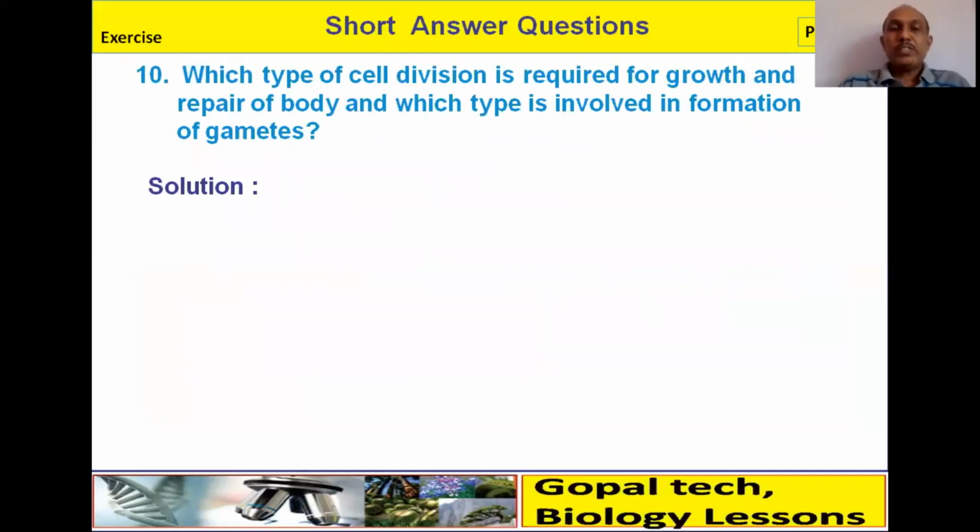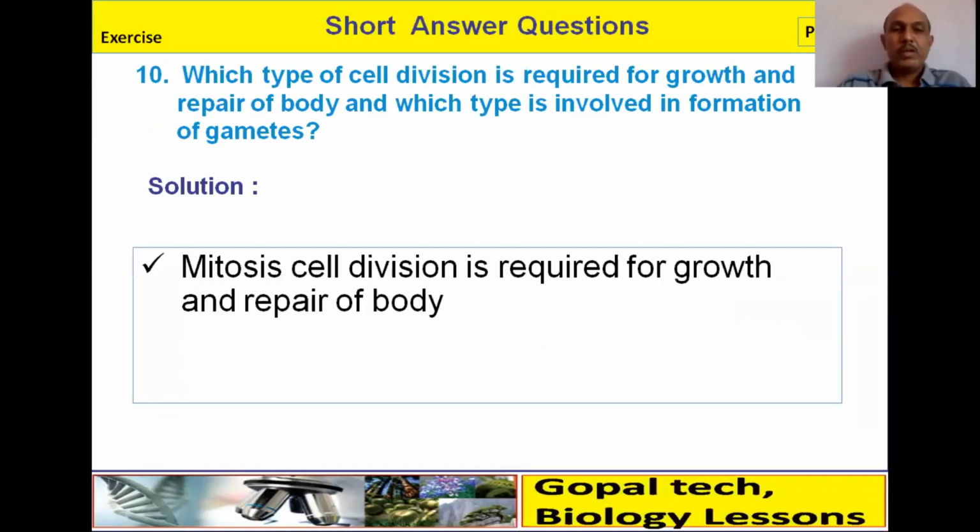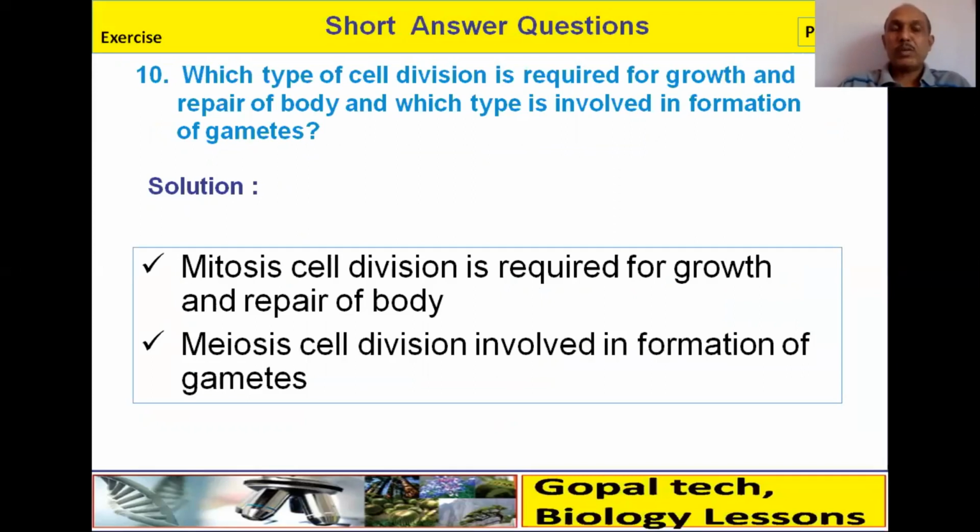Which type of cell division is required for growth and repair of the body and which type is involved in the formation of gametes? Simple. Mitosis cell division is required for growth and repair of the body. Meiosis cell division is involved in the formation of gametes. Okay, इतना लिख सकते हैं.